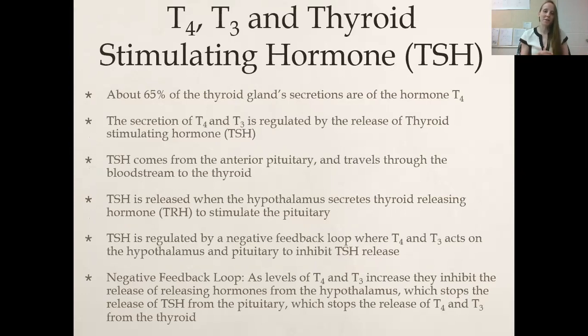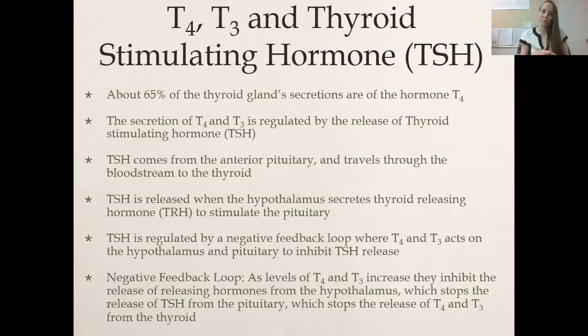So we'll start talking about T3 and T4. About 65% of the thyroid gland secretions are T4, so it is the number one hormone produced by the thyroid gland. The secretion of both T4 and T3 is regulated by thyroid stimulating hormone. So you start off with the hypothalamus releasing thyroid releasing hormone. That goes to the anterior pituitary, stimulates the anterior pituitary to release thyroid stimulating hormone. Thyroid stimulating hormone goes to the thyroid and causes it to release T3 and T4.